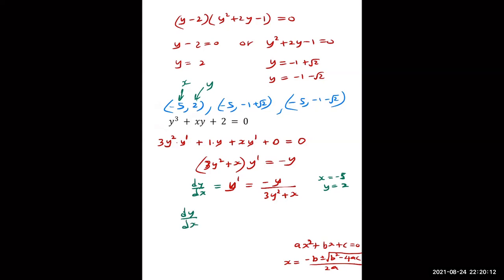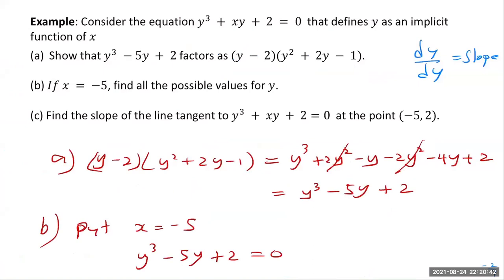dy over dx when x is minus 5 and y is 2 is equal to minus 2 divided by 3 times 2 squared plus minus 5. If you simplify this, you will get minus 2 over 7. Okay, that's the slope. All right, now what if you are asked to find, in addition to the slope, the equation of the tangent to this curve at this point?